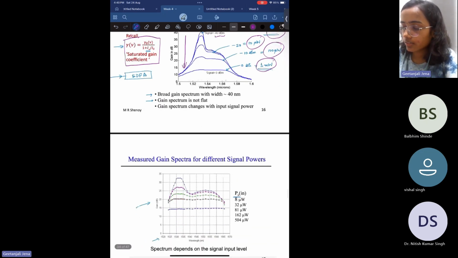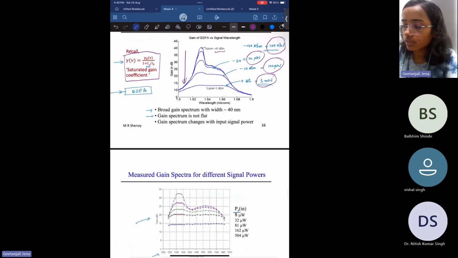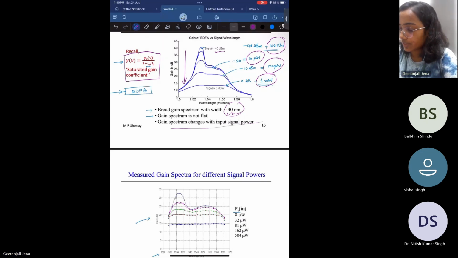And the gain curve remains constant up to around 1550 nanometer. We see a flat gain curve. It is not actually flat, but around 1550 you will see a flat gain curve. And the gain spectrum width, if you want to take an approximate value, is around 40 nanometer of flat gain. And it also changes with respect to input signal power. Okay.